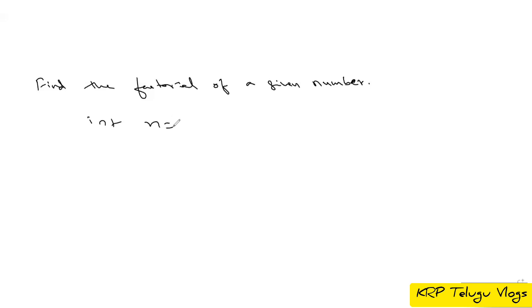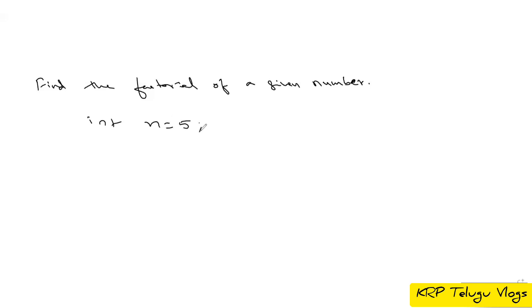So now next program is factorial. Find the factorial of the given number. So int n is equal to 5.